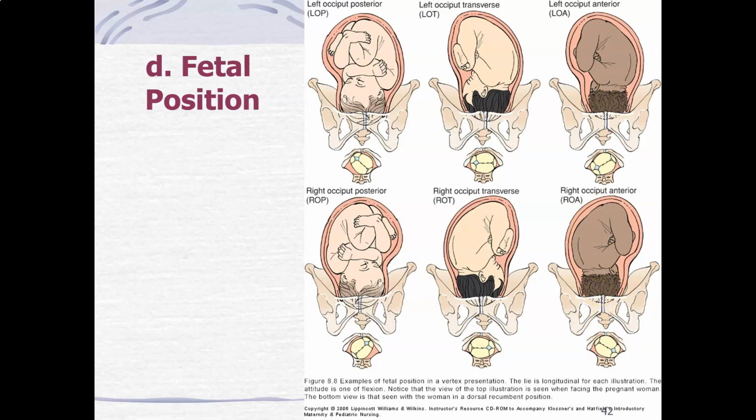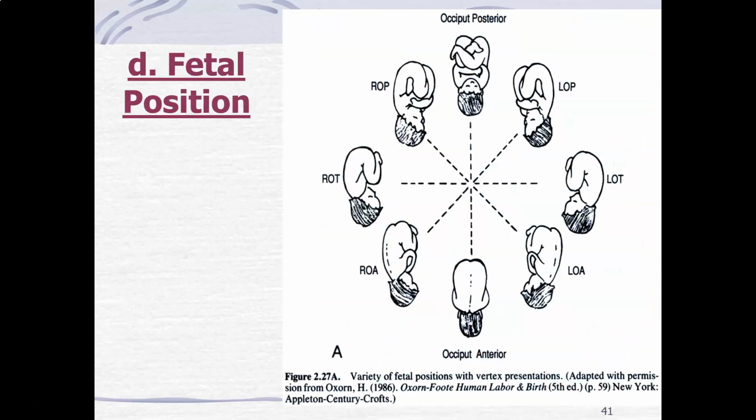Now, if the baby is delivered what they call OP, that would be occiput posterior, right? The baby is OP, occiput posterior. That means that the back of the baby's head is to mom's back and spine, right? OP. The baby's going to be born face up. That's called sunny side up. And this position causes lots and lots of back pain and back labor for mom. Okay. It's pretty uncomfortable.